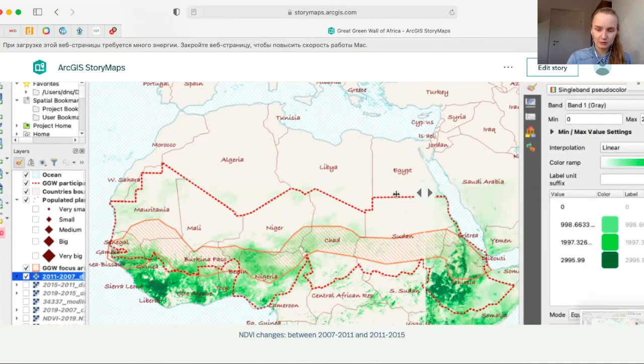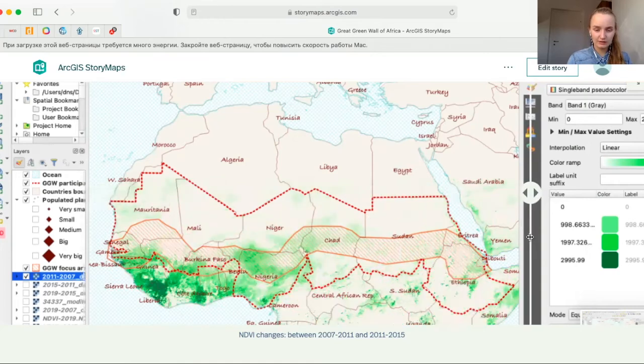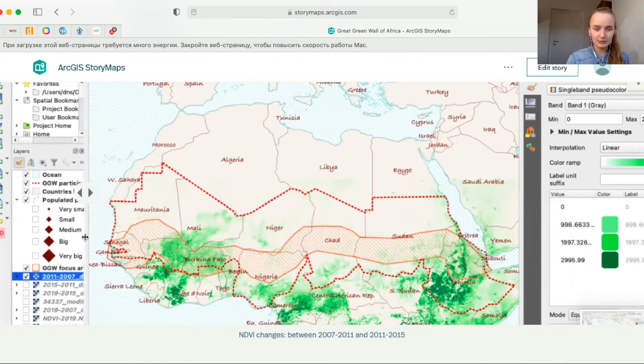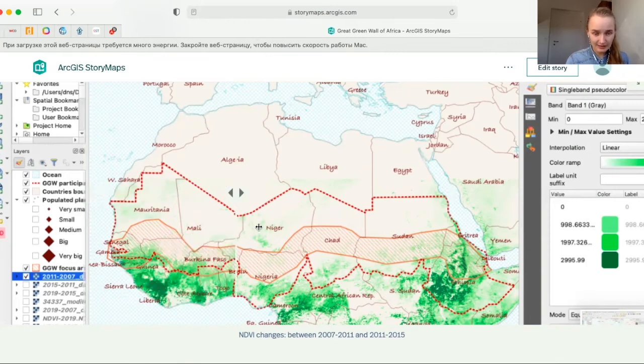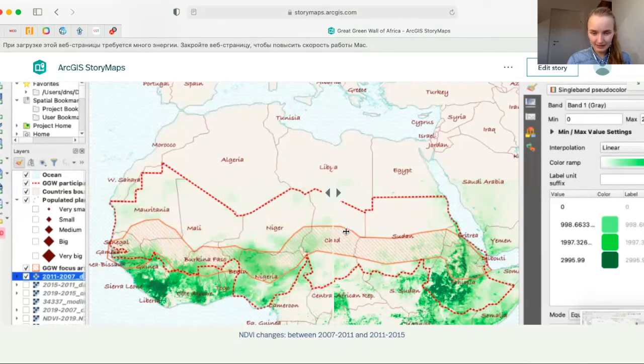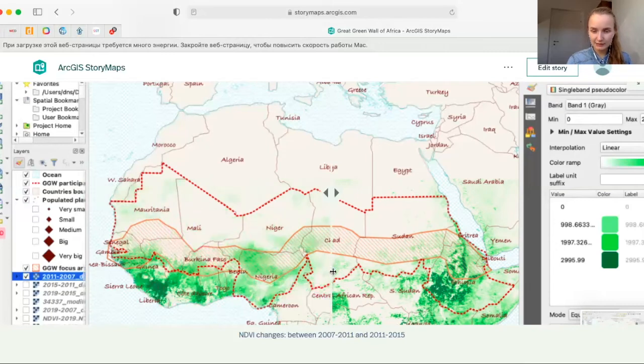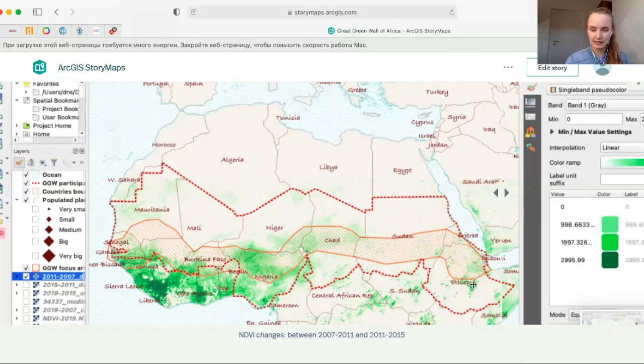Now we can see how it changed from 2011 to 2015. Now we see a lot of significant changes from 2011 to 2015 in the Burkina Faso area again, but more significant. Almost no changes in Nigeria, not so significant in Senegal, Gambia, and Guinea-Bissau, but really significant changes in the Ethiopia and Eritrea area.